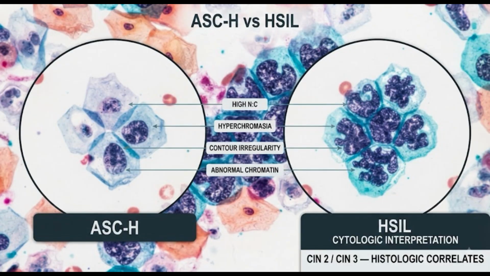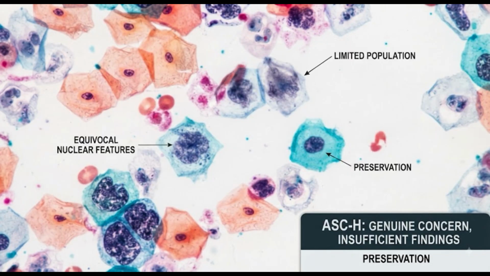HSIL versus ASC-H. The most important diagnostic threshold for HSIL is its distinction from ASC-H. Both may contain small immature, squamous, or metaplastic type cells with increased N:C ratio, hyperchromasia, irregular nuclear contours, and abnormal chromatin. In ASC-H, genuine concern for HSIL exists, but some component remains insufficient.